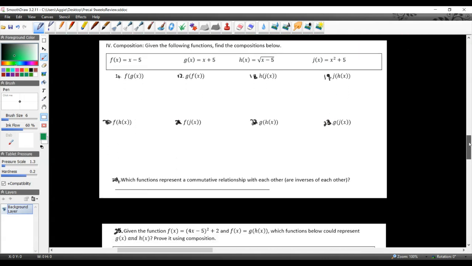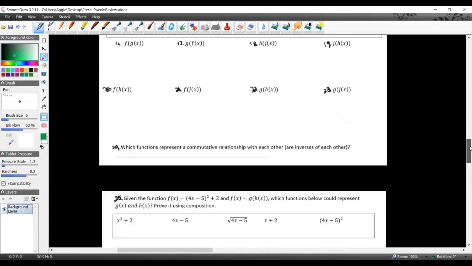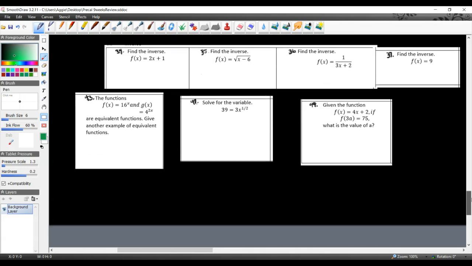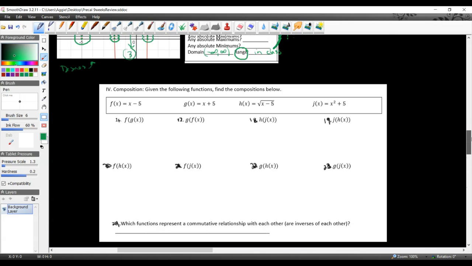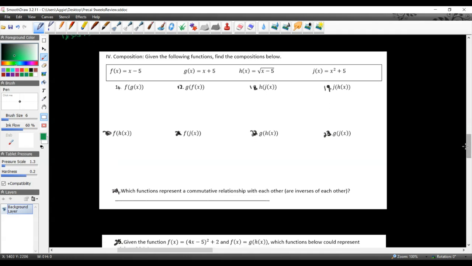We have composition, and we're at about 20 minutes, so I think we could maybe do a few more. So let's go ahead and look at this one. It says, given the following functions, find the compositions below. It's been a while since we've done composition, I'd say about a week or so, so you might want to pay attention here. The first one is f of g of x.